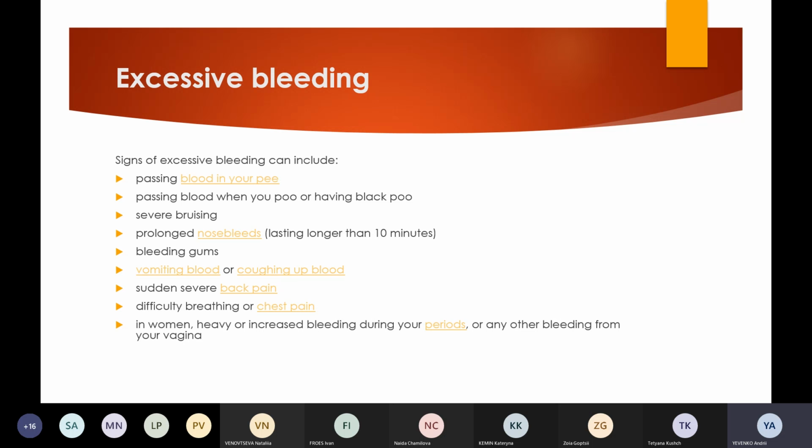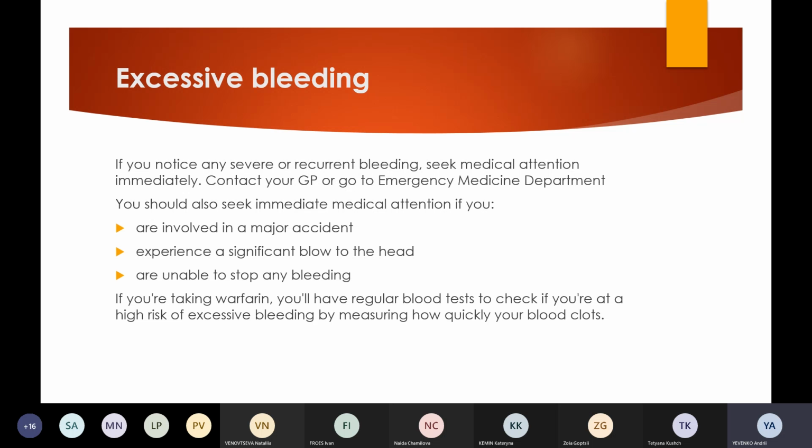If you have prolonged nosebleeds, lasting longer than 10 minutes, if you have bleeding gums, if you cough up or vomit blood, if you have severe sudden back pain which radiates to your stomach, if you have difficulty breathing or chest pain, or if you're a woman and you have excessive bleeding during periods, you need to contact your GP, the physician that prescribed you, or go to the emergency department right away.